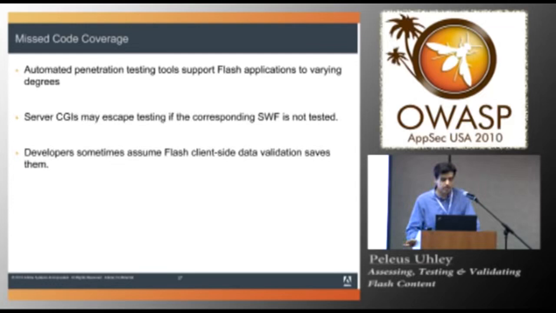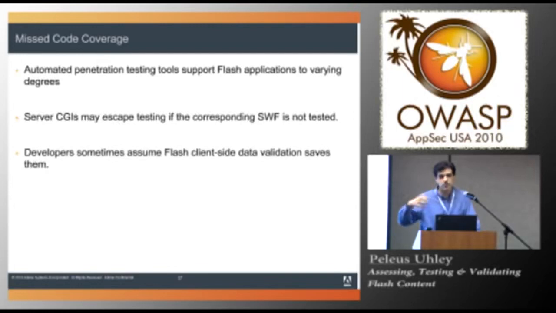Another thing to keep in mind when you're doing web application penetration tests is that automated web scanners have differing levels of support for being able to understand Flash content when crawling the site. So if you're using Sensic or WebInspect or AppScan or any of those type of tools, NT Objectives, they all have differing levels of support for how they handle Flash content.